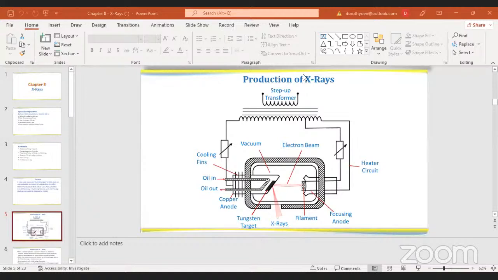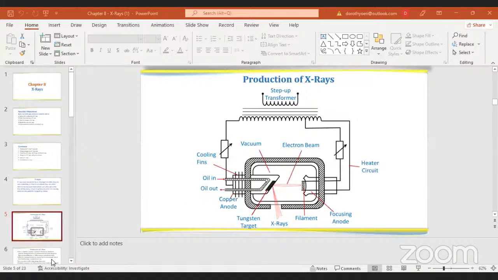Now, I was explaining about the X-ray tube. And you can all see the X-ray tube. I showed which part. Now, I was indicating that you must be able to label the parts of the X-ray tube when required to do so. You can see the tungsten, the copper, oil in, out, cooling fins. Those are cooling. Then we have the electron beam. We have the heating circuit. We have the transformer, which is a step-up transformer. Later on, you look at that. Then we have the focusing anode and the filament.